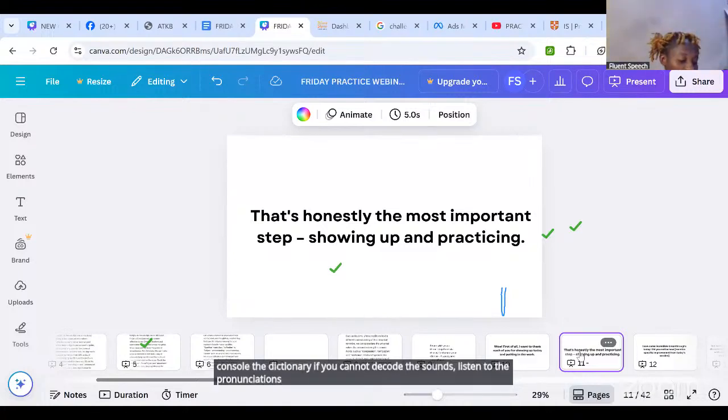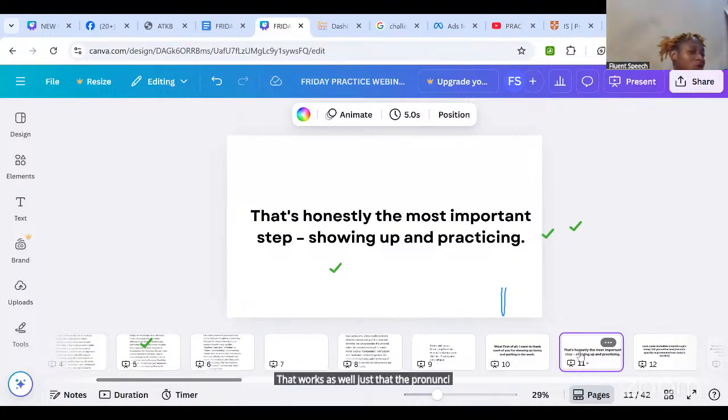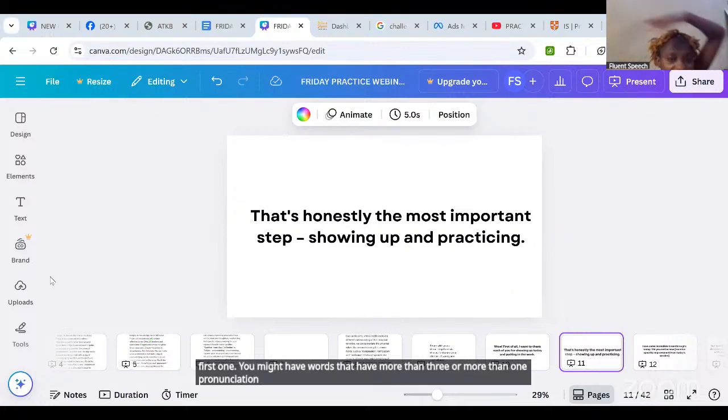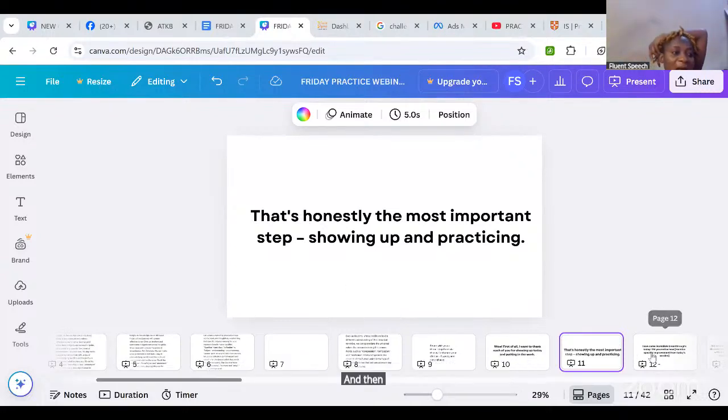That works as well. Just that the pronunciations, most times, they do just the first one. You might have words that have more than three or more than one pronunciation. Whichever, at least you can start with that first one while you're learning how words are being pronounced. And then you practice reading aloud.